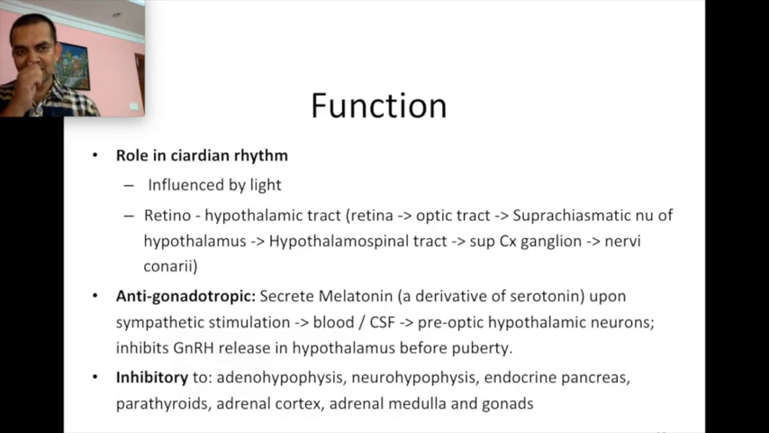Now, there are some functions of pineal gland. First and foremost, it has some role in circadian rhythm influenced by light, and this is the tract through which the impulse reaches from retina to the pineal gland. It is said to be anti-gonadotropic, and this is one reason why puberty occurs only after a certain age. Up to that age, it secretes certain hormones which inhibit the production of gonadotropin releasing hormone. So once the inhibition of this hormone is withdrawn, there is production of this hormone, and that causes puberty to occur. And it is said to be inhibitory to almost all endocrine glands.